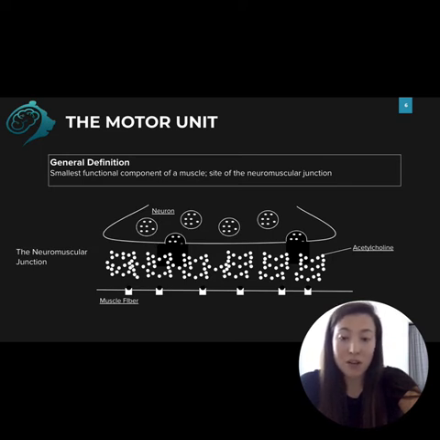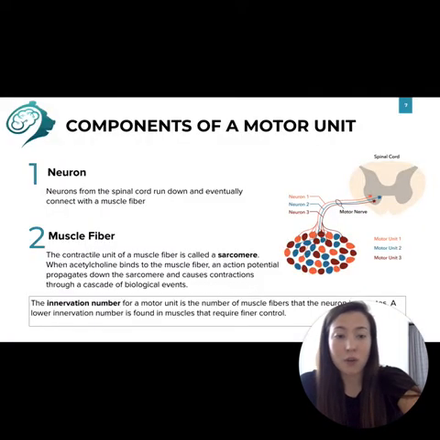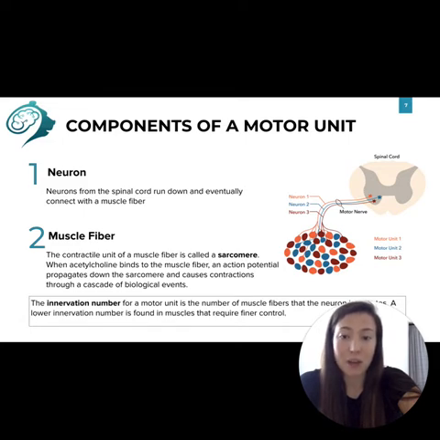The motor unit itself has two components, the neuron and the muscle fibers that are innervated by that neuron. So each motor unit only has one neuron, but can have numerous muscle fibers. As I said before, the membrane of the muscle fiber contains conductive properties, meaning that when acetylcholine binds to the receptor, an action potential propagates down the muscle fiber.